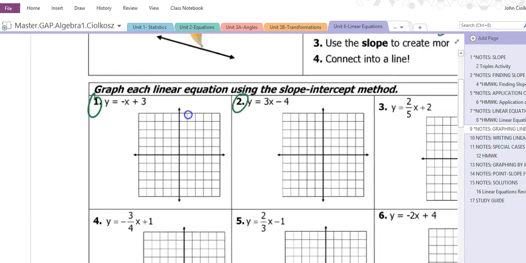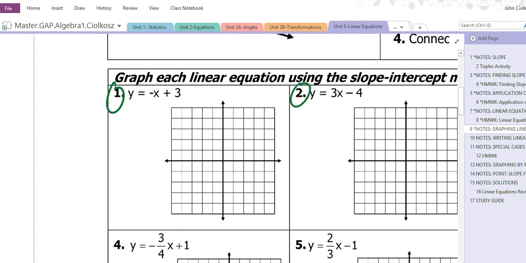Alright, taking a look here at number 1. Alright, y is already by itself here, so I'm in slope-intercept form. So if I look here, my b is the thing at the end. It's just the number, and it's positive 3, so b is just 3. My m is what's out in front of the x. Well, here it's just a negative, so it's like having a negative 1. Now, anytime you have a whole number, we're always going to think of it as being over 1. So even if it's a negative number, we always put it over 1.